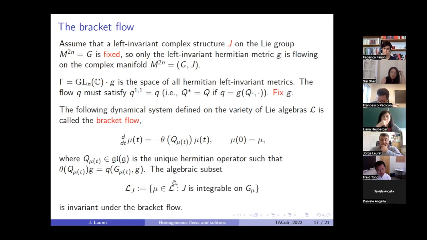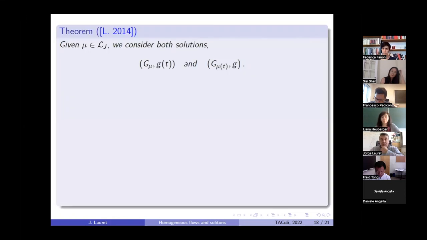And it's easy to see in this case, though this can be done in general for any gamma, that if you take this LG as the Lie bracket such that J is integrable, such that the G mu with J is a complex manifold, that of course is an algebraic subset, again an algebraic variety, and it's invariant under the bracket flow. So what you get is the following.